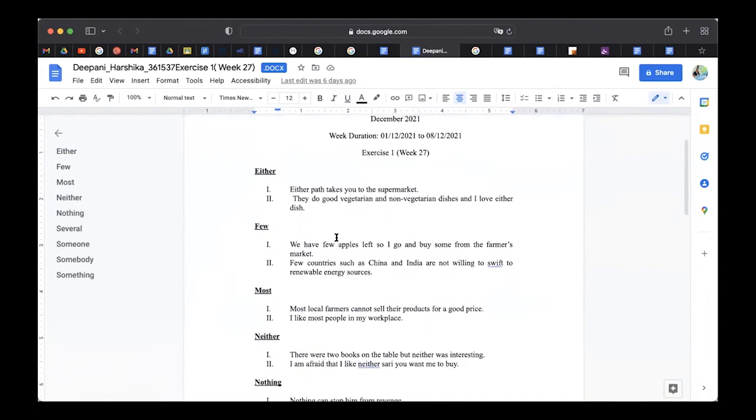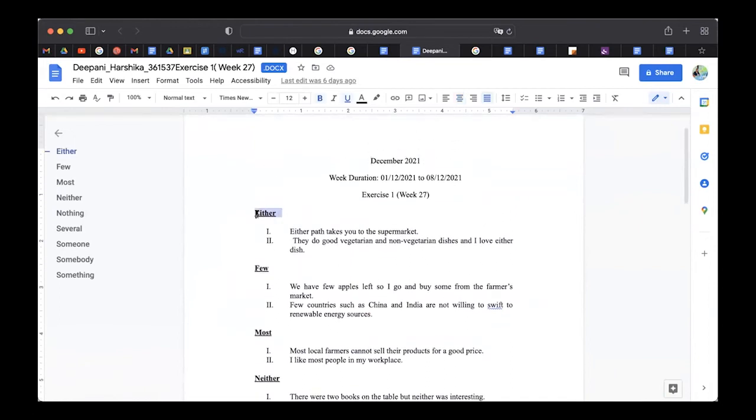Okay, so I guess what we have to do is make sentences with each of these words, and I'm going to read out the sentences. If there is a mistake, I will correct it. If not, we'll move forward.